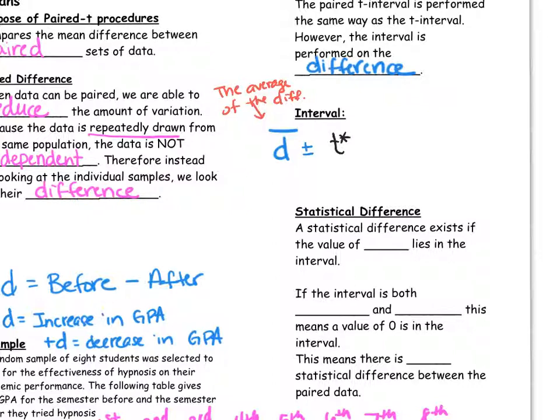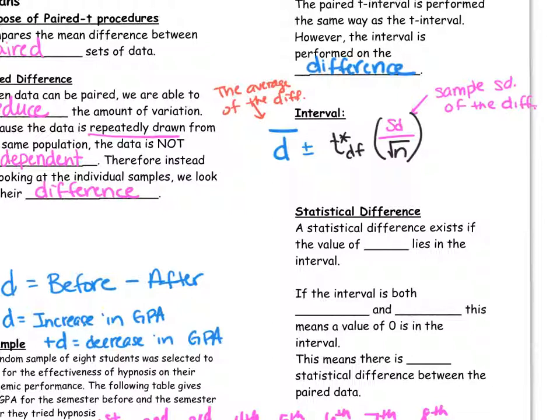What does T star stand for? It's called the critical value at degrees of freedom. How do you find degrees of freedom? N minus 1. Thank you, Shelby. N minus 1 times S of D. What does S of D stand for? What kind of standard deviation, though? This is the sample standard deviation of the differences, over the square root of n.